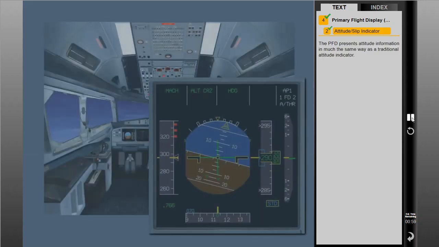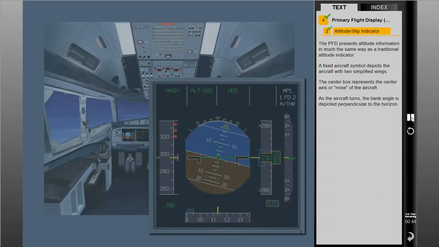The PFD presents attitude information in much the same way as a traditional attitude indicator. A fixed aircraft symbol depicts the aircraft with two simplified wings. The center box represents the center axis or nose of the aircraft. As the aircraft turns, the bank angle is depicted perpendicular to the horizon.